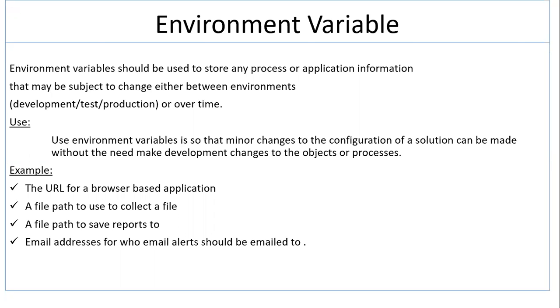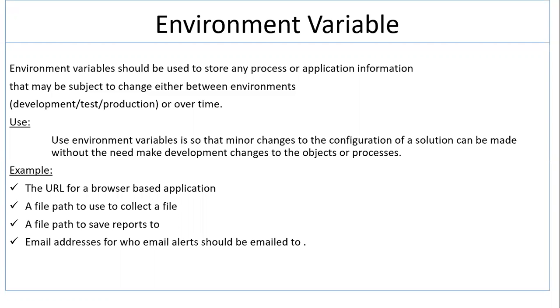There are a lot of other examples, like a file path used to collect a file, a file path used to save reports, and an email address. Email address is one of the most important examples, I would say, because if you're doing any development related to email activity, in the development phase you might use your own id to do a couple of testings. When it moves to production or live, you have to use a business user's id, right? In that case you cannot do code changes when it is pushed into production. Those are the places where you can use an environment variable.